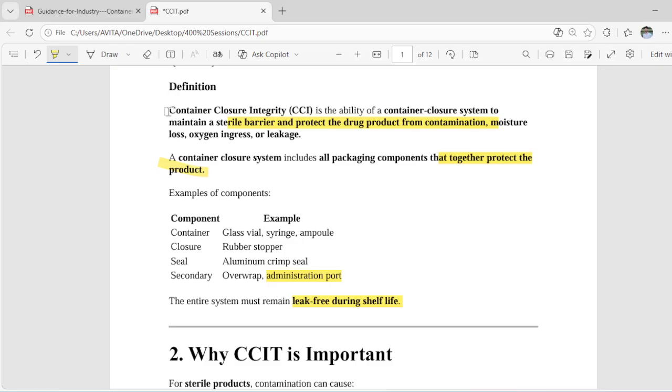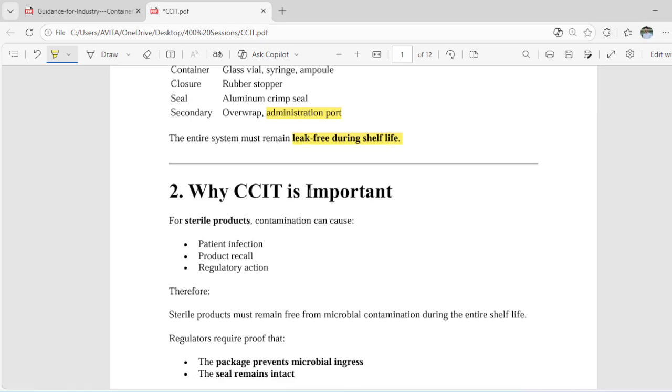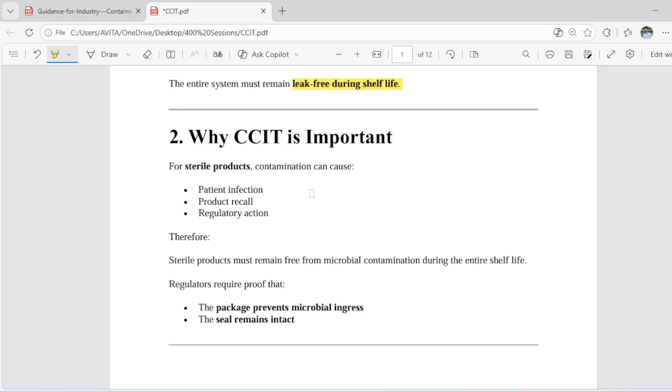That's when we will call the container closure integrated. And to test that, we perform the container closure integrity test. But the question might come to our mind: why is it important?